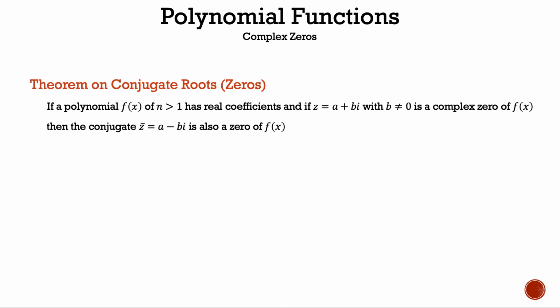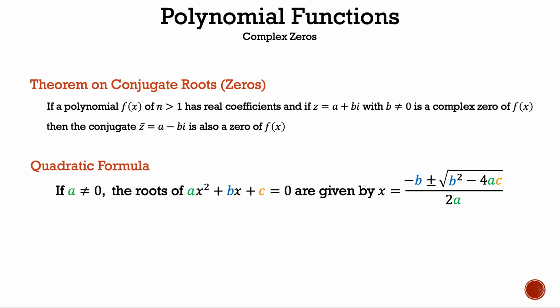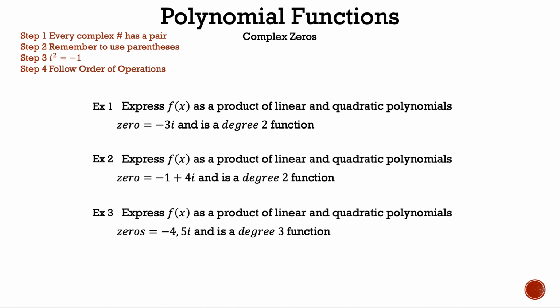Now, why do we think the complex roots always come in pairs? That's right, when we use the quadratic formula, we have that plus or minus sign in front of the square root. Now, let's take a look at the examples that we're going to discuss in today's video.